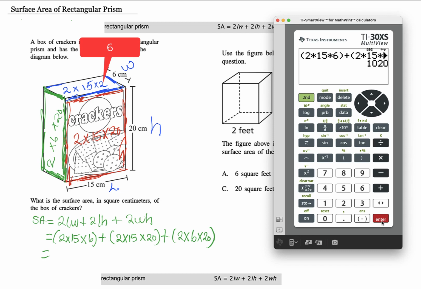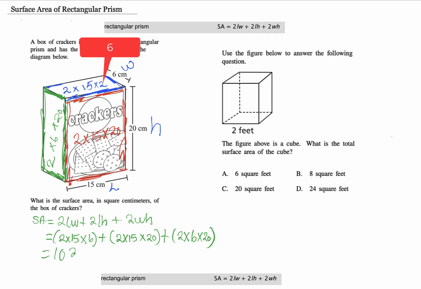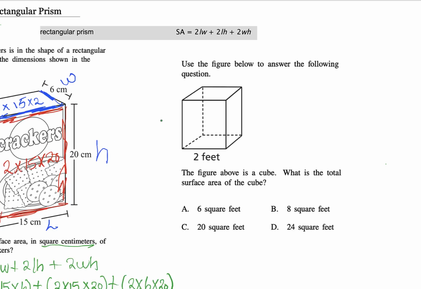And my surface area is 1020. So 1020, and because it's surface area, it's going to be square centimeters, and they already told us that, square centimeters. And you're finished. Okay, let's try this again.